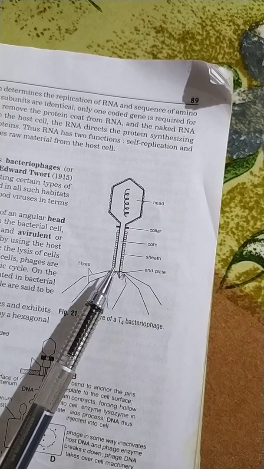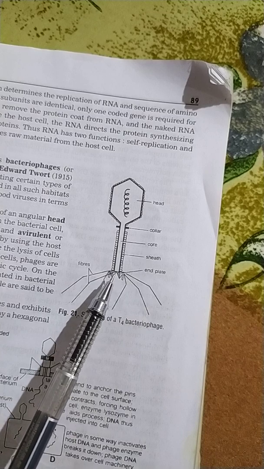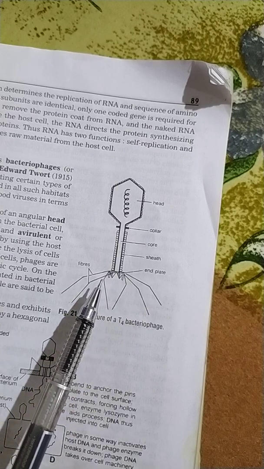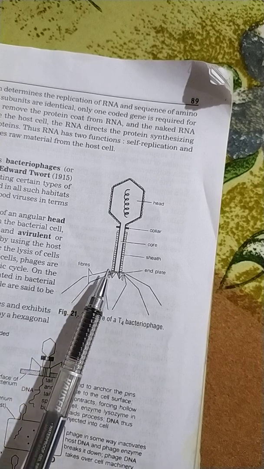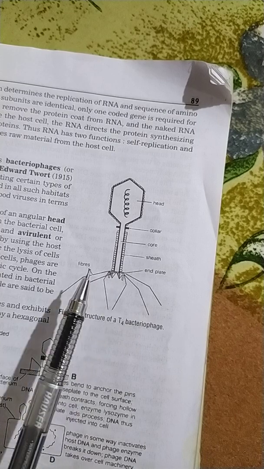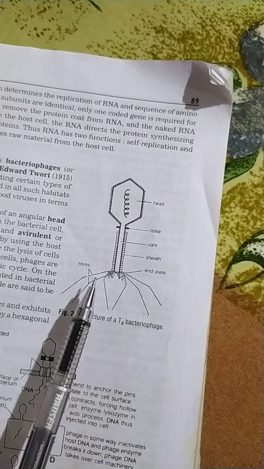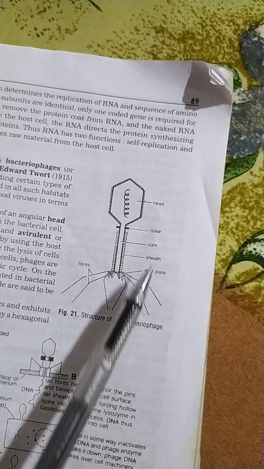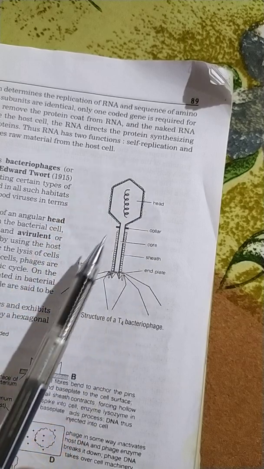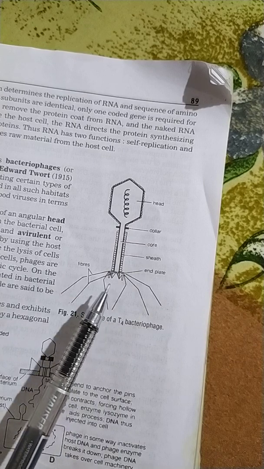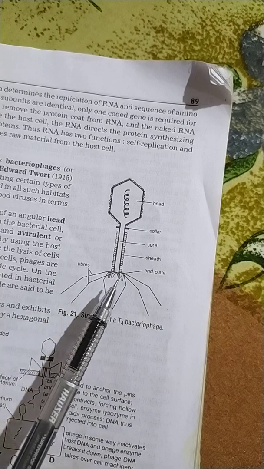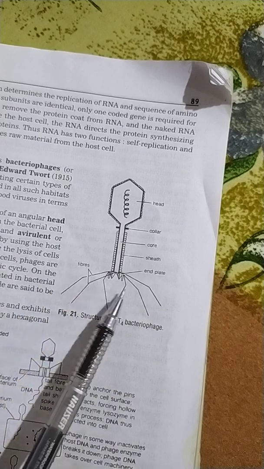Then depending upon the interaction of the phages with the bacterial cells, they have been distinguished into virulent or lytic bacteriophages and avirulent or non-lytic or temperate phages. So there are two kinds of bacteriophages that we are talking about. One is virulent or lytic bacteriophage, the other is avirulent or temperate phage.